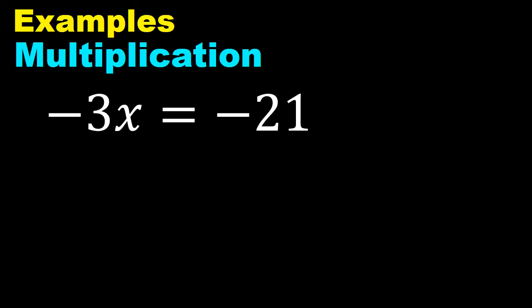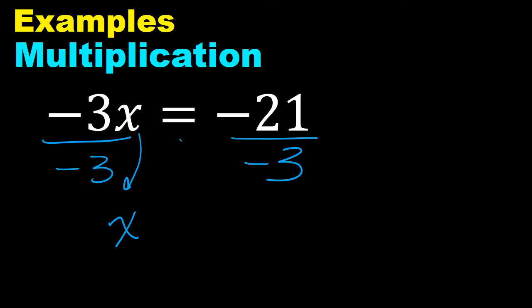So now let's do this one. So I have negative 3x is equal to negative 21. So we're going to set it up as a fraction, and we're going to divide both sides by negative 3. Let's go and bring our x down, bring our equal sign down, and then negative 21 divided by negative 3 is going to give me positive 7. And the way I check, negative 3 times a positive 7, a negative times a positive is going to give me this negative 21.